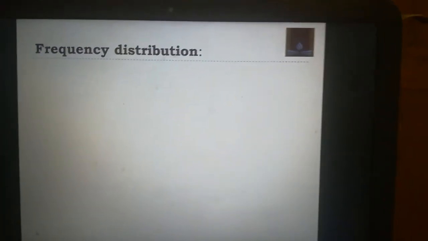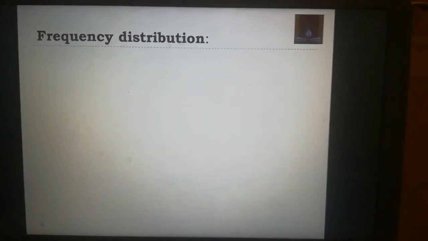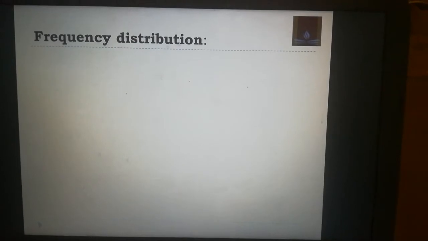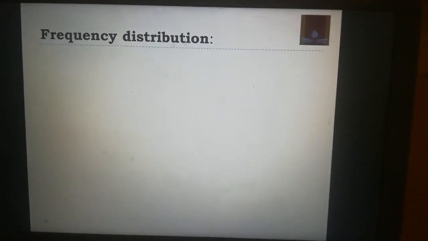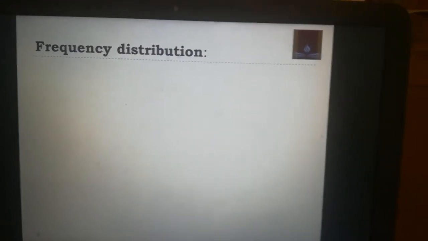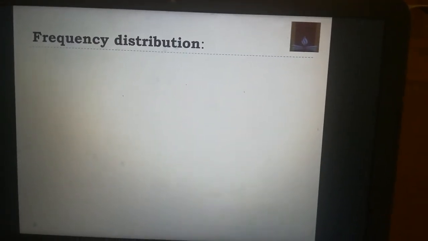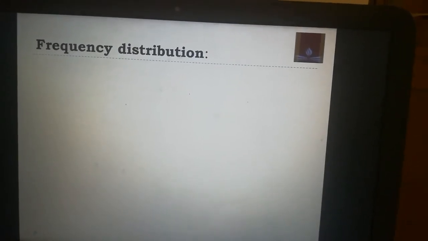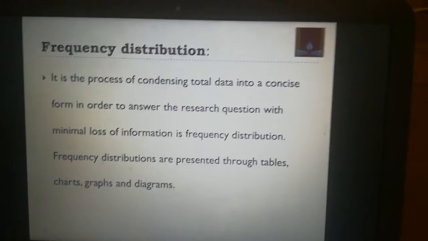Next comes the important one, frequency distribution. What do you mean by that? Distributing the data based on its frequency. We are organizing it for the purpose of analyzing and interpretation. So let's see the definition.